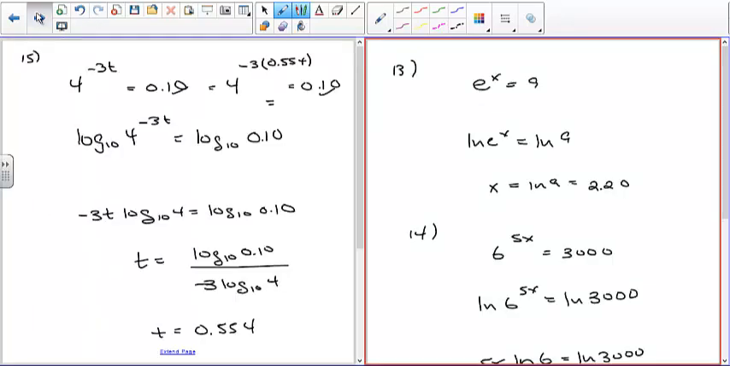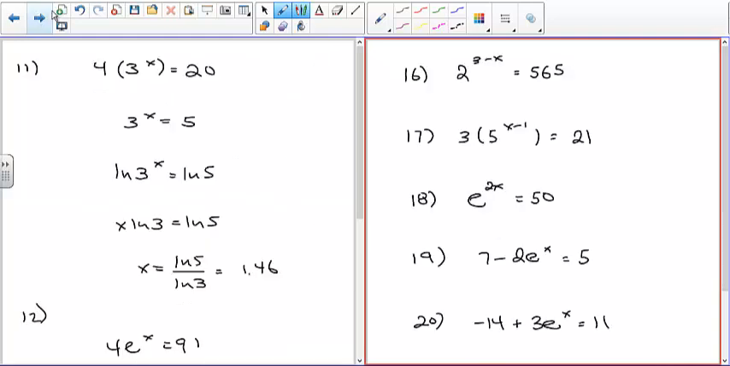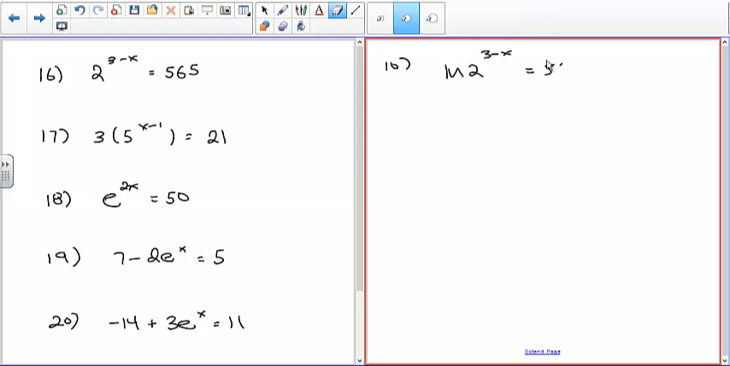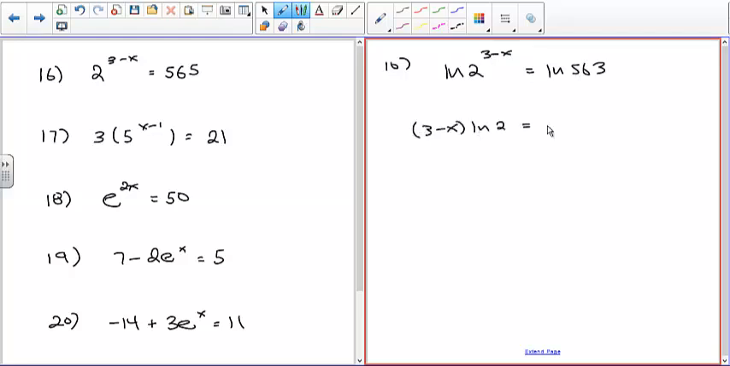So the next bunch I think is some more, okay. So again, number 16, I have just 2 raised to some power, so I don't have to do anything else. So I'm going to take the natural log of 2 raised to the 3 minus x equals the natural log of 565. So you take the exponent, which is 3 minus x, multiplied by the natural log of 2.